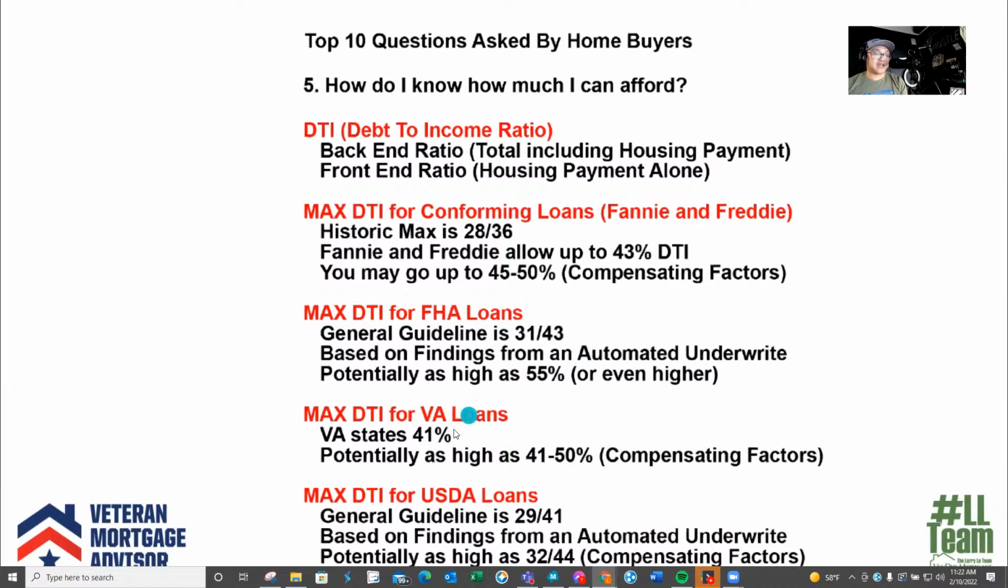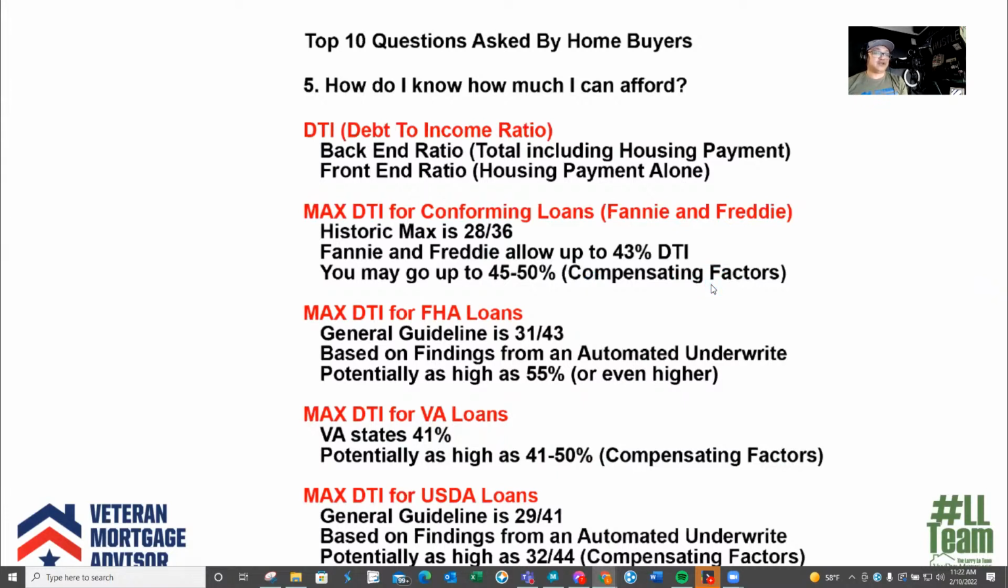Again, it's a government loan. They say 41%, and you can go up to 50%, which is similar to conforming loans. But in reality, VA loans are easier to qualify for in terms of debt to income ratio than the conventional loans. When I say compensating factors, I'll give you an example.